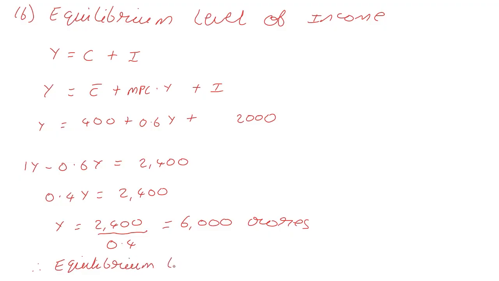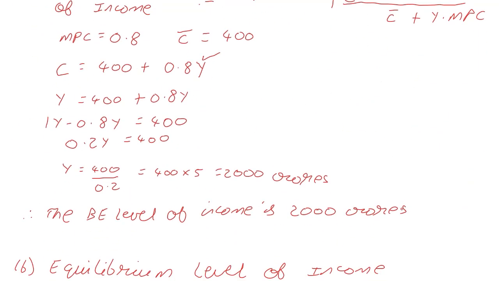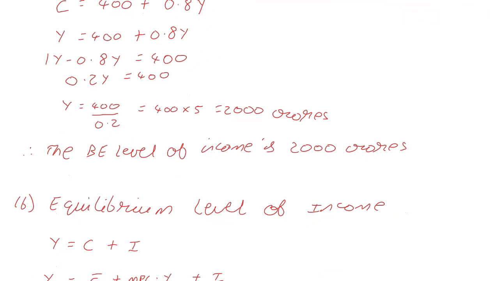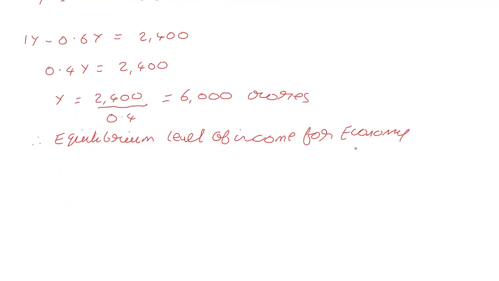equilibrium level of income for economy B, and upstairs we have economy A and B. So over here also the break-even level of income, and let me squeeze it on top for economy A, because they asked that much for economy A. Similarly, equilibrium level of income for economy B is 6,000 crores.